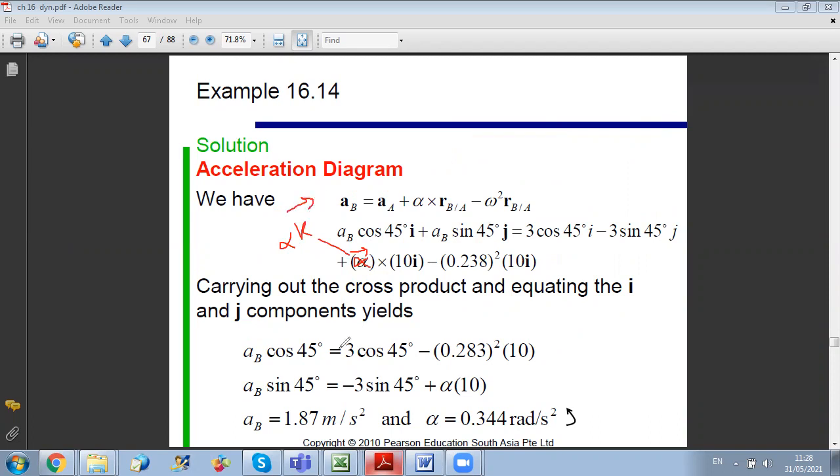So now you have two equations with two unknowns, so you can get aB and you can get the value of alpha. And since you obtain positive results, this means that the sense you assumed for both is right. So aB is upward and alpha is counterclockwise. Any question on this problem?